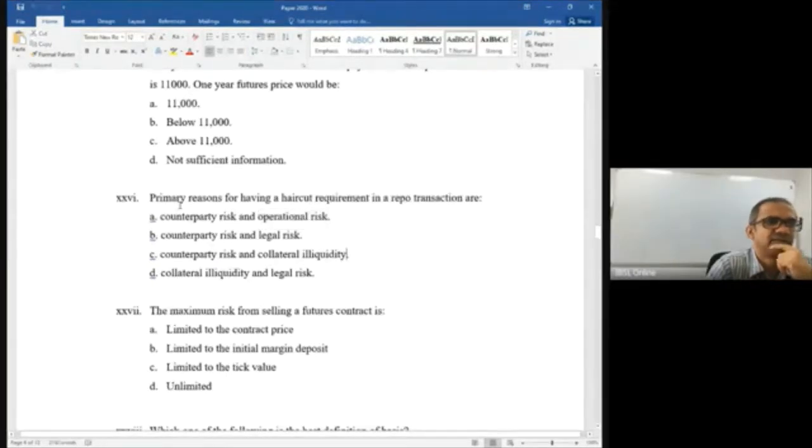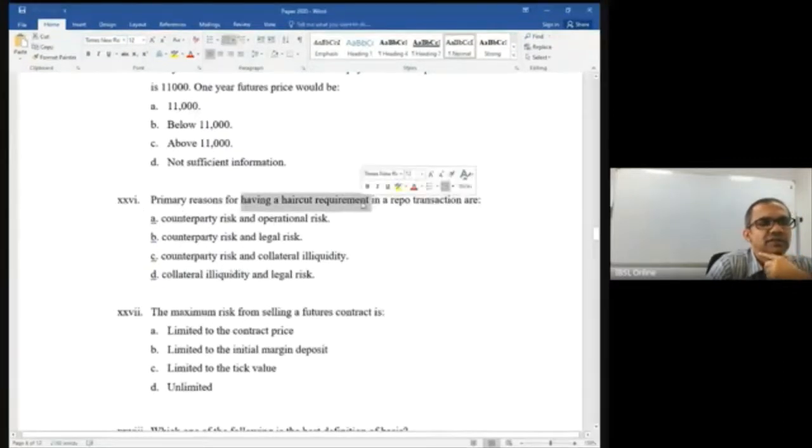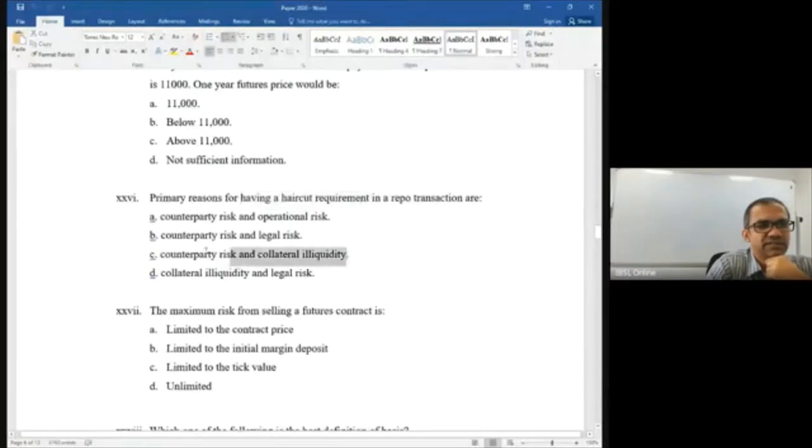So the question asks why do we need this, the primary reason for having a haircut? The reason is to cover the counterparty risk and the collateral illiquidity. Having collateral and a haircut will increase your operational risk and legal risk, so you have to have proper controls on that operational risk. You have to cover that one.